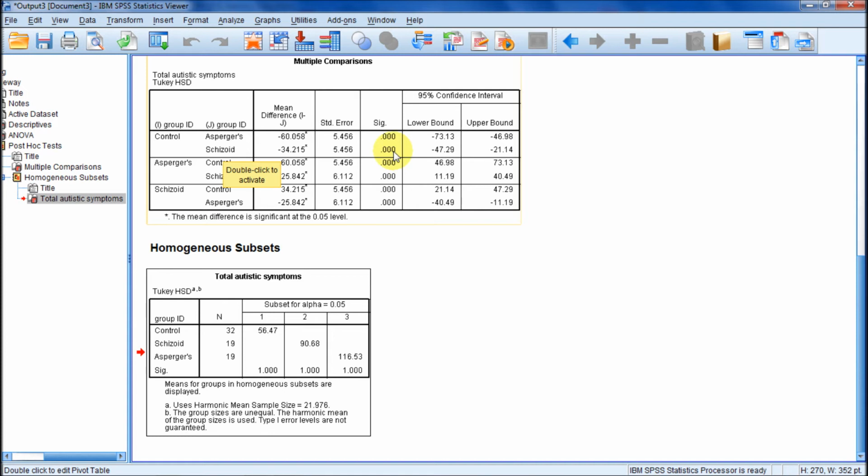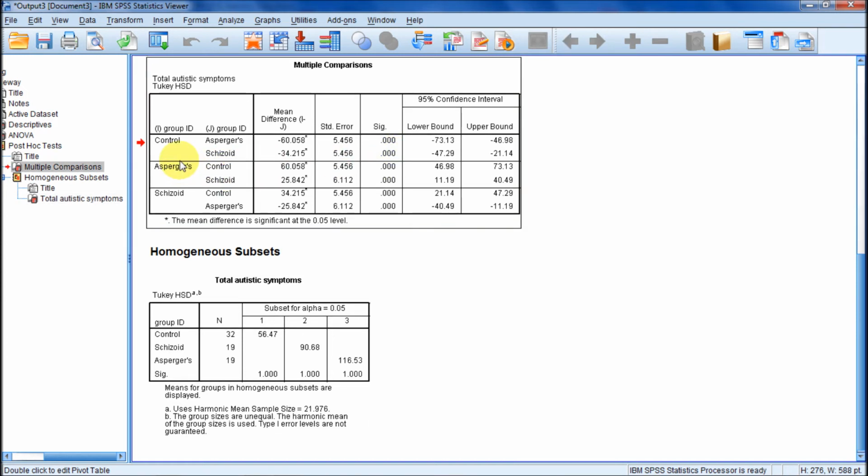Is the Asperger's significantly different than control? Yes. Is the Asperger's significantly different than schizoid? Yes. Is the schizoid... So this repeats, but I think this is a lot faster. You can see how quickly you can identify the three group mean differences.